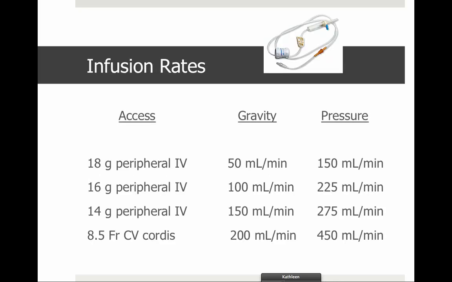These are infusion rates in an 18-gauge peripheral IV, 50 mLs per minute, and the pressure is about 150. And 8.5 French quartus, 200 mLs a minute, 450 mLs per minute.